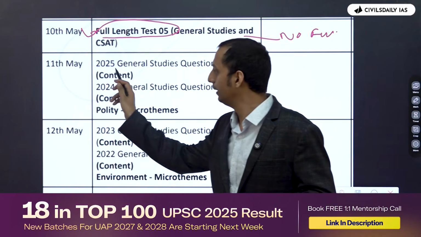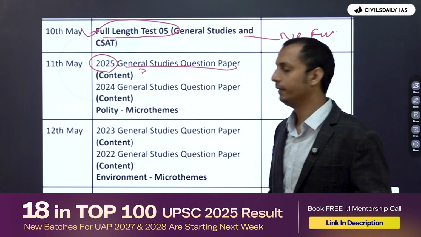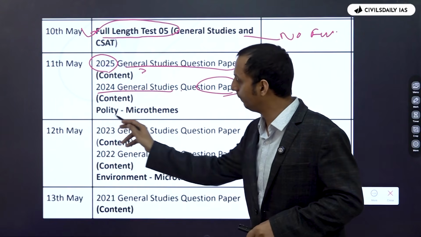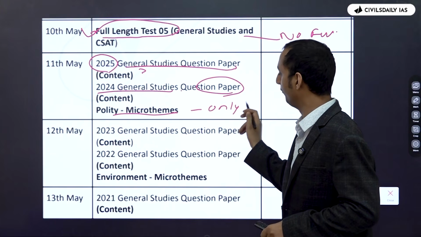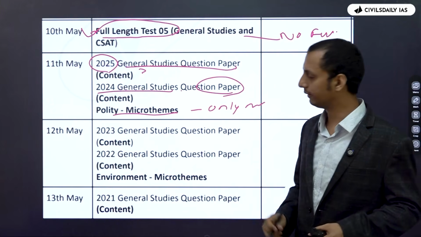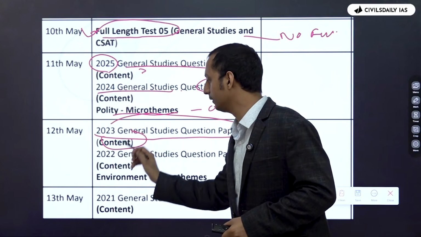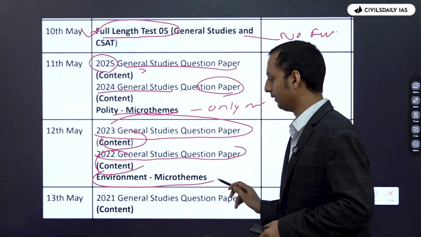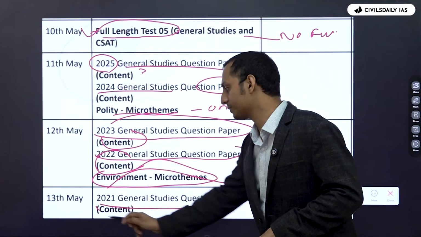So as you can see here, 2025 General Studies question paper, uski content, 2024 General Studies paper, uska content, and you do polity micro themes. Which means that only those areas jo aap weak hain, polity pe kaun si topic weak hai, judiciary weak hai, then you can focus on that. Next thing, 2023 General Studies question paper, uski content, 2022 General Studies paper, uske content, and one subject as well, environment micro themes. Then 2021 General Studies question paper, uski content.